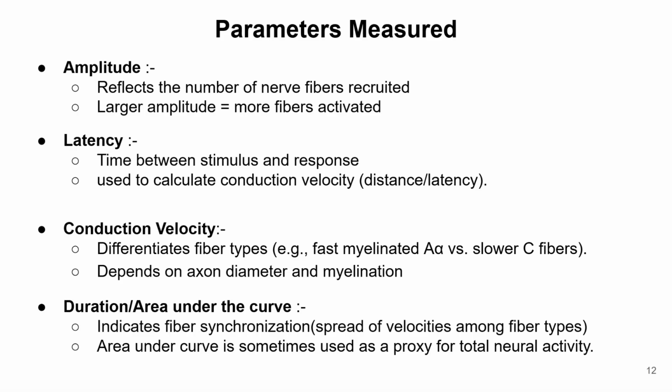The fourth parameter is duration. In many mathematical contexts, it is also known as the area under the curve. Duration indicates fiber synchronization, that is, the spread of velocities among fiber types. Area under the curve is sometimes used as a proxy for total neural activity. Having said that, now we move on to the factors affecting compound action potential.